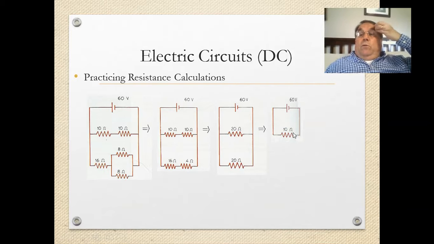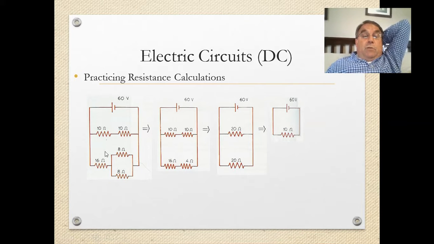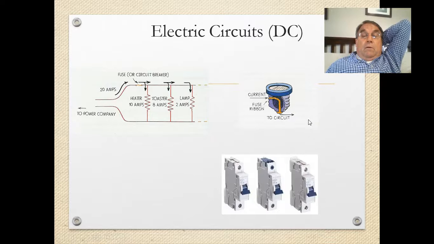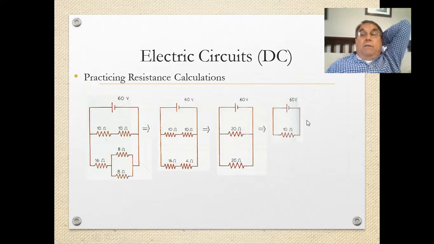Now, usually what you want to do when you're figuring out a schematic is you don't necessarily want to know the equivalent resistance. You want to know how much current there would be. Okay. Because how much current can affect how the circuit behaves, and it might lead to what's called an overloading of a circuit.